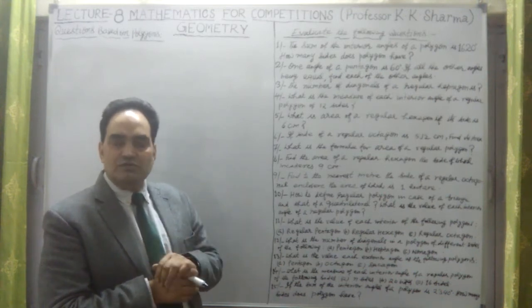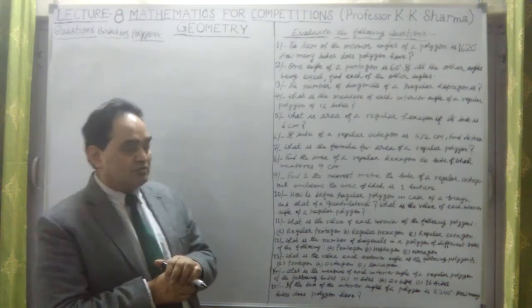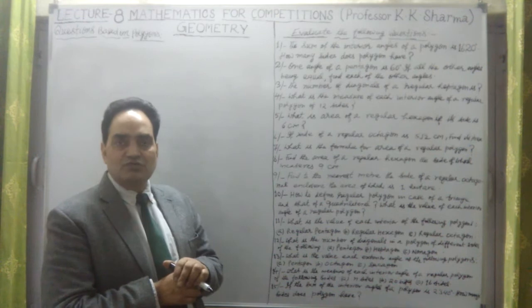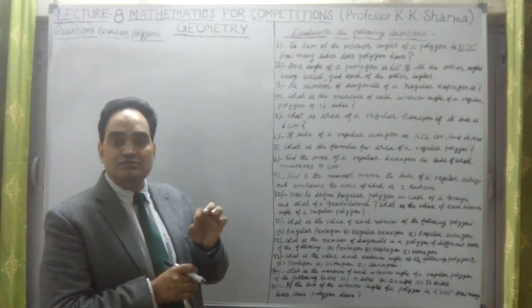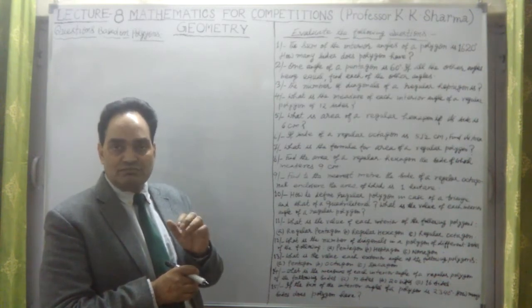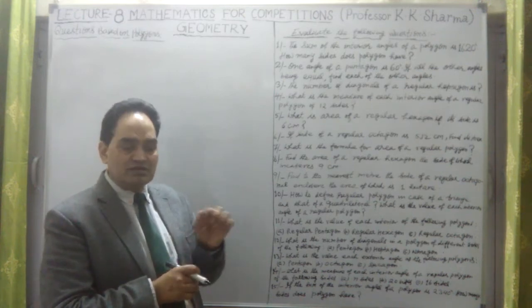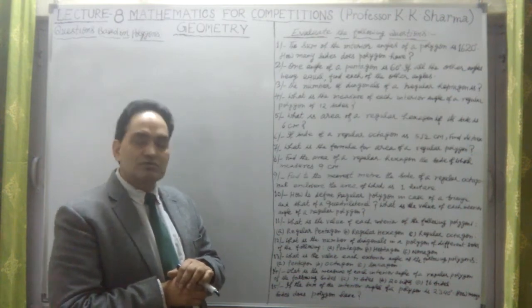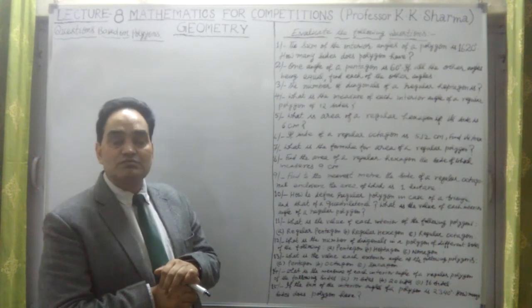In case of quadrilateral, when n is equal to 4, sides are 4. When a four-sided figure is there, the best example of a regular polygon is a square, because in a square each side is equal and each angle is 90 degrees. So equal sides and equal angles, that figure is known as a regular polygon.